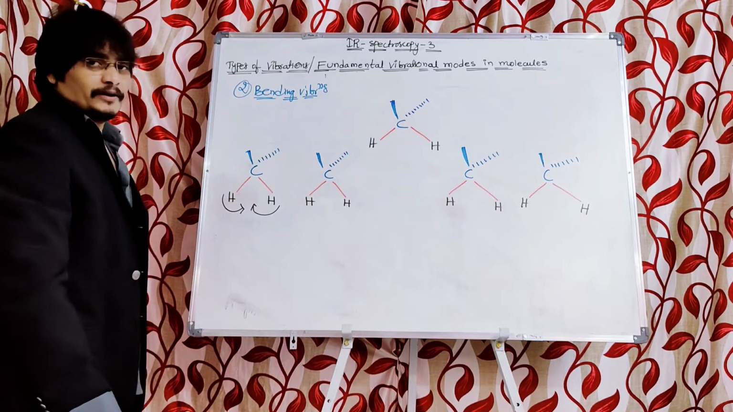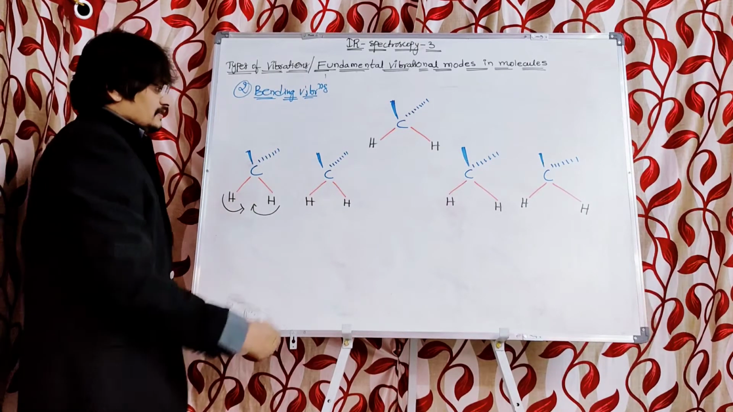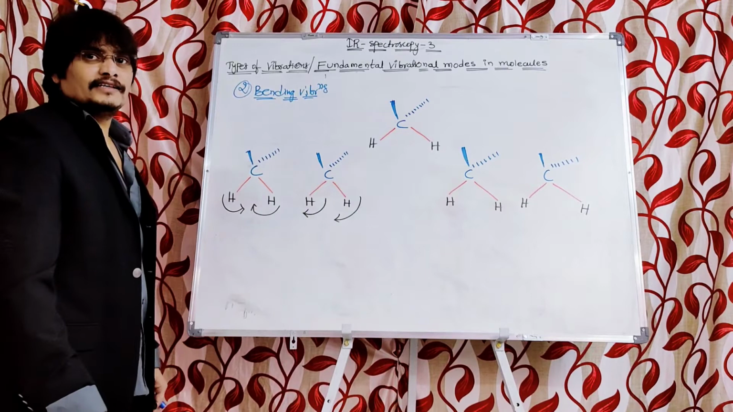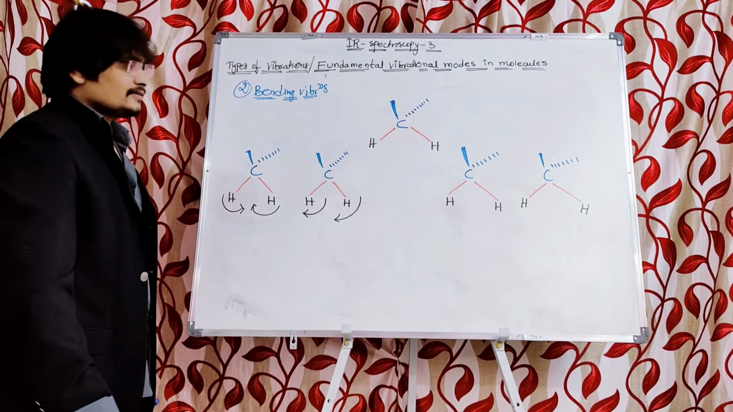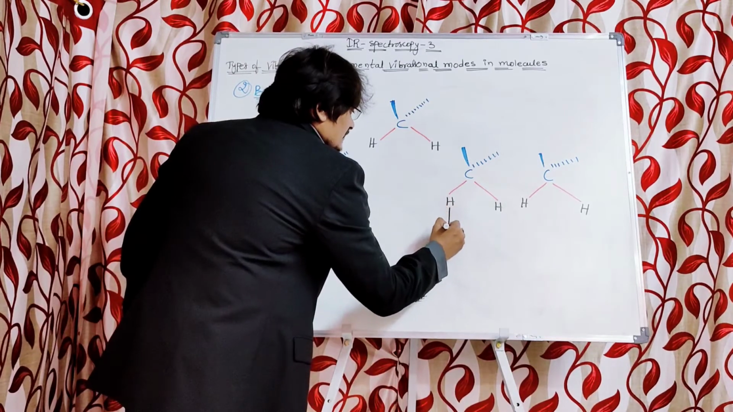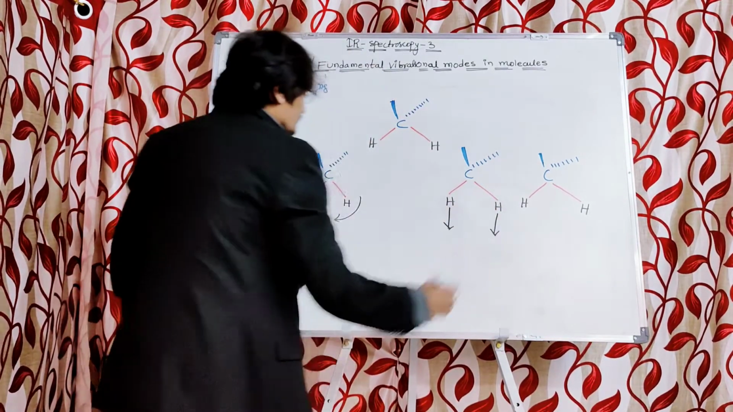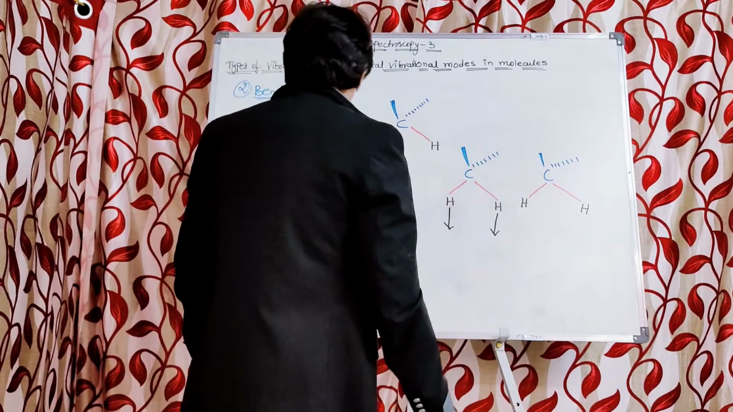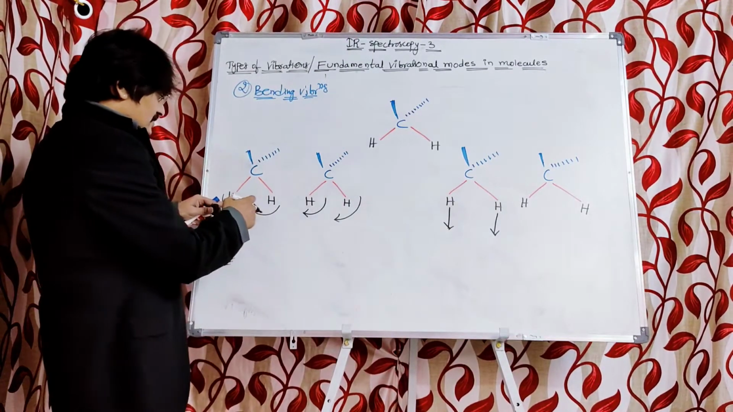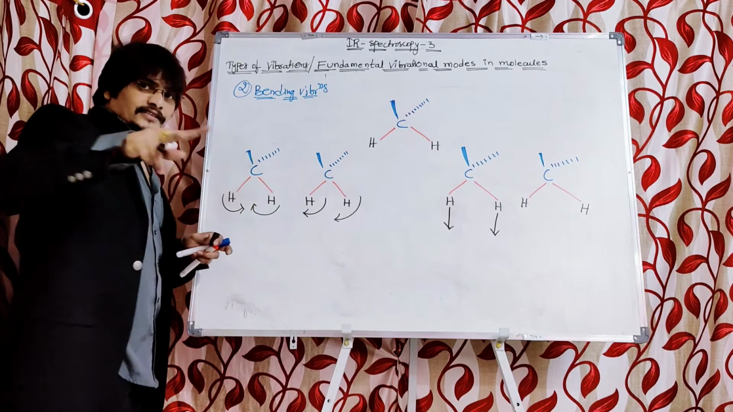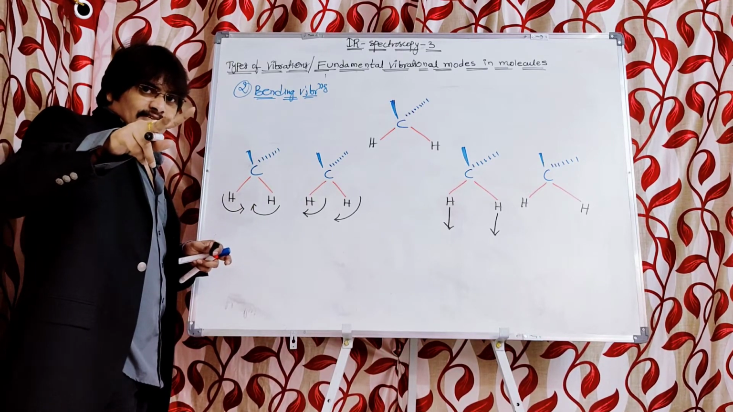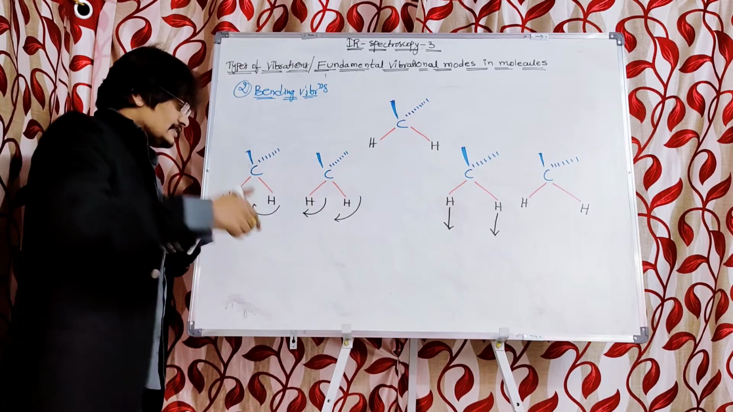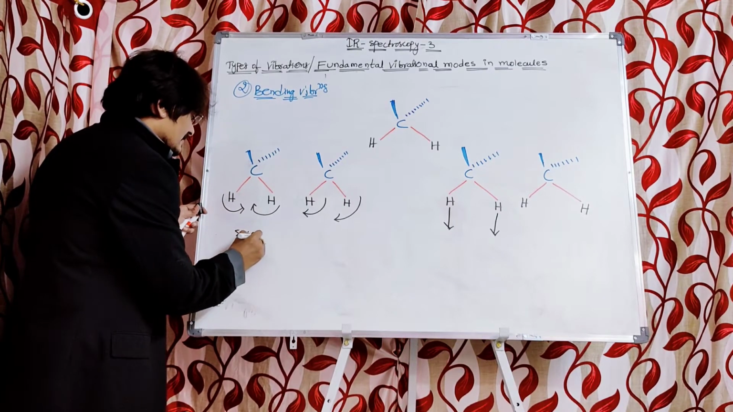So this is one bending vibration. This is another bending vibration. This is another bending vibration. Next, what is this? This is nothing but like this. Scissoring. Both are like this one. Scissoring bending vibration.